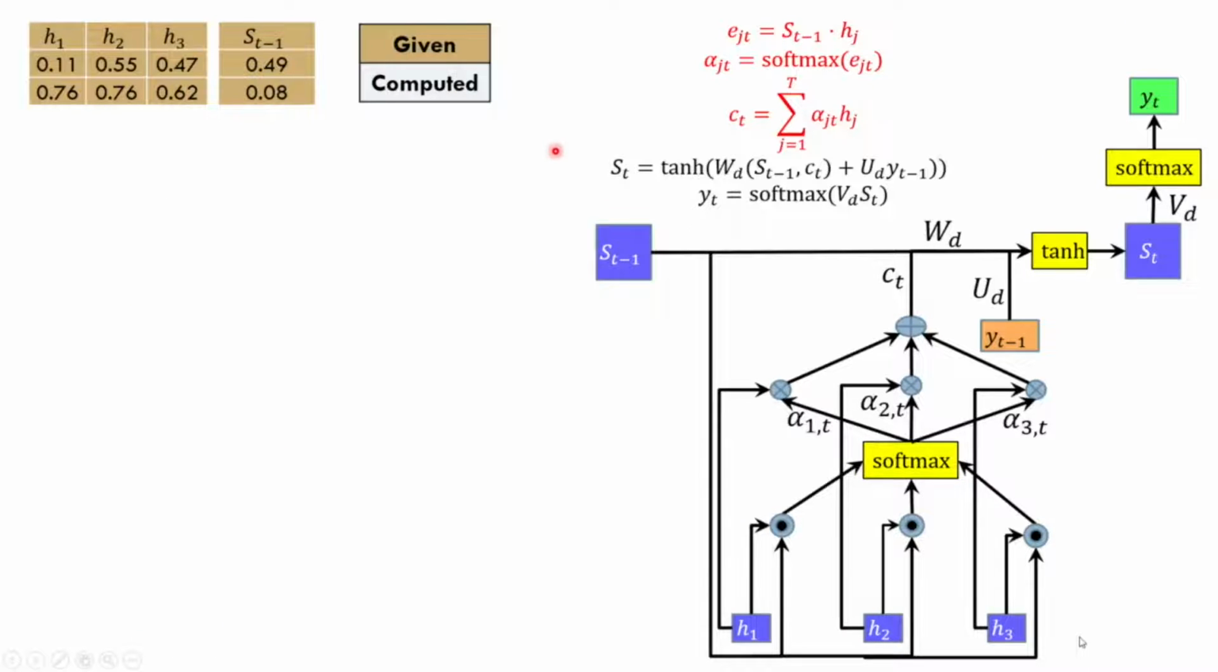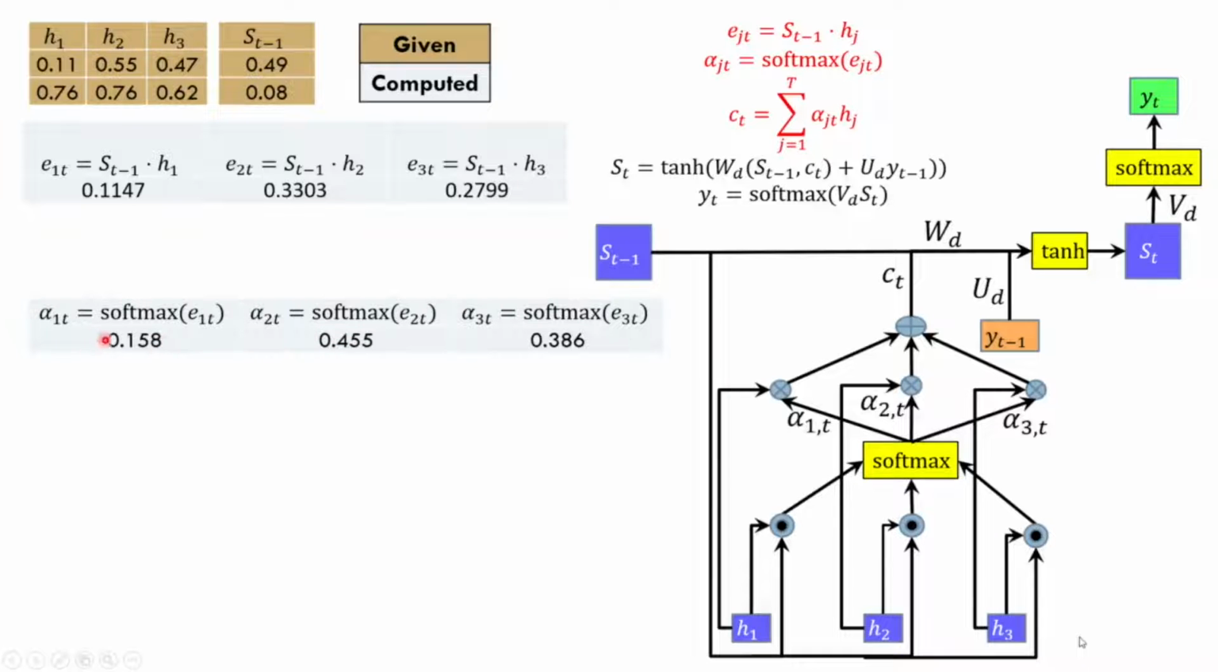So again, let us solve a numerical. These are the given hidden state values at the encoder part. This is the previous hidden state at the decoder part, s_{t-1}. We compute the intermediate similarity score as a dot product of s_{t-1} and h1, and similarly we do it for hidden state 2 and hidden state 3. Once we have these similarity scores, we pass them to a softmax layer to normalize these values as a probabilistic output. Then we compute the context vector, which is the product of the similarity score and the hidden state, where the hidden state from the encoder is the value.